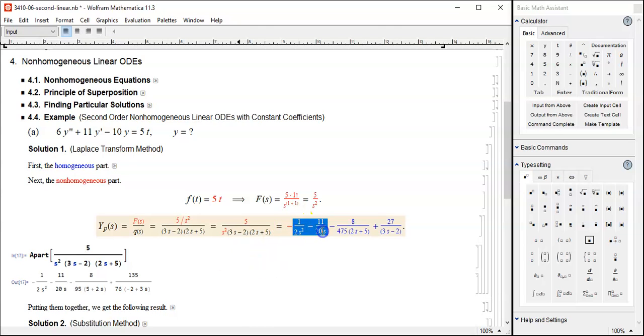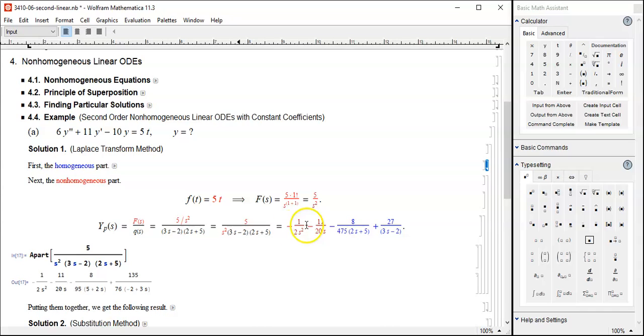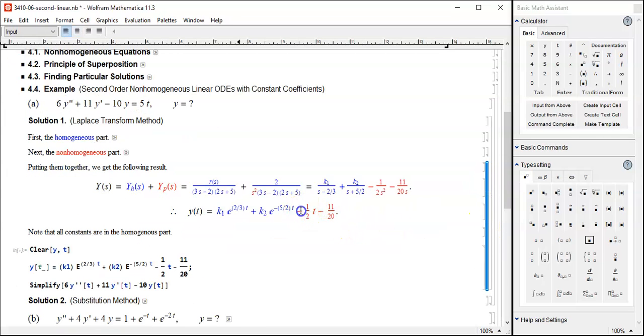Focus upon these two, which are highlighted in red, because the others will be absorbed by the homogeneous part here. You see, we have the same thing, 2s plus 5, 3s minus 2, both of them appear here. So take the Laplace inversion of this part only, and then what do we get? We get this. Previously we got that, so add those two together, then we get the solution. That's a Laplace transform method.